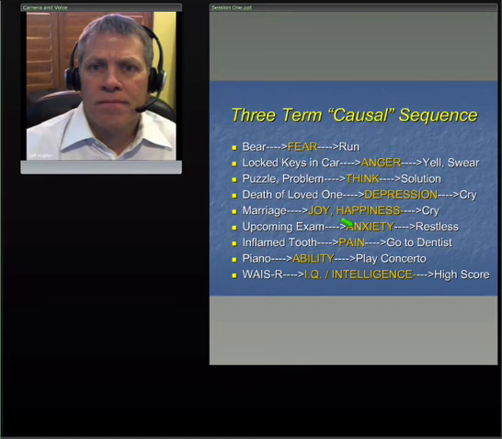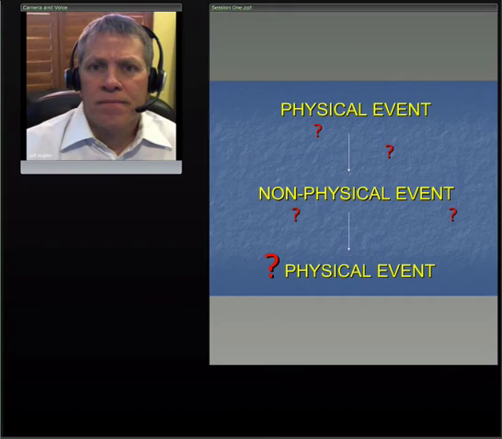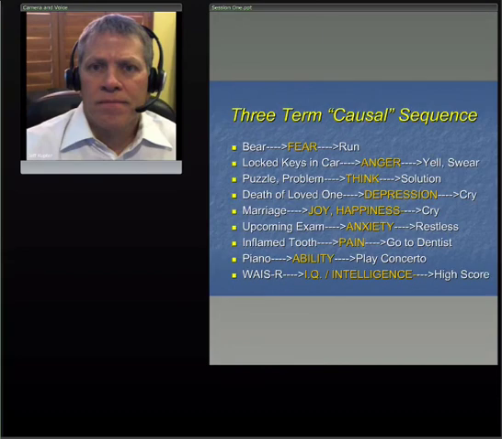Well, we could accept this three-term causal sequence as three terms if we could accept one simple fact, and that refers to this set of sequences. We must be able to describe how a physical event gives rise to a non-physical event, which in turn gives rise to a physical event. Consider this as a possibility.